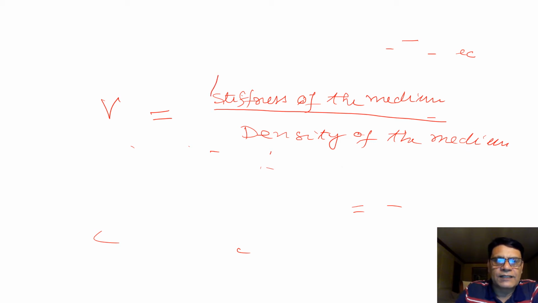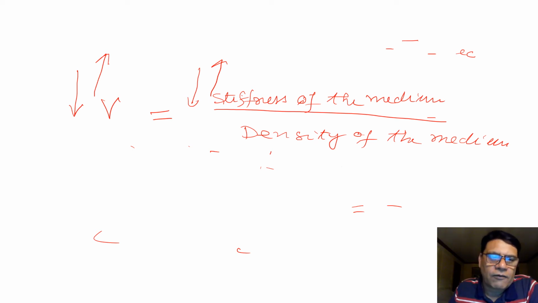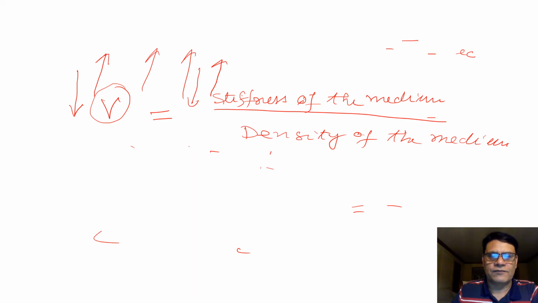So as stiffness increases, the velocity of sound increases. As stiffness decreases, velocity decreases. In order to determine in what medium the velocity of the ultrasound wave will be high and in what medium it will be low, we need to have a significant understanding of the stiffness of the medium, and we will discuss it in detail. So velocity and stiffness have a direct relationship. As stiffness increases, velocity increases, and vice versa.